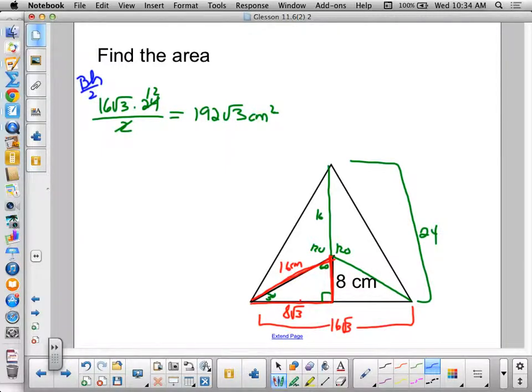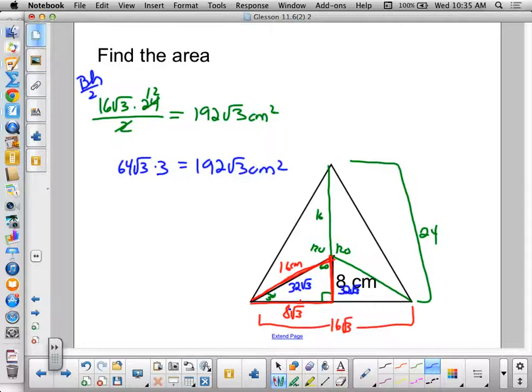Another way we could do it is we could do it by building it up from small triangles to large triangles. We could take 8 times 8 root 3, which is 64 root 3 divided by 2 is 32 root 3. And then this is 32 root 3 over here also. That's 64 root 3. So 64 root 3 times 3, because there are such 3 triangles like that, is 192 root 3 centimeters squared. So that's way number 2. We could do that by building from the small triangles up to the larger triangle.